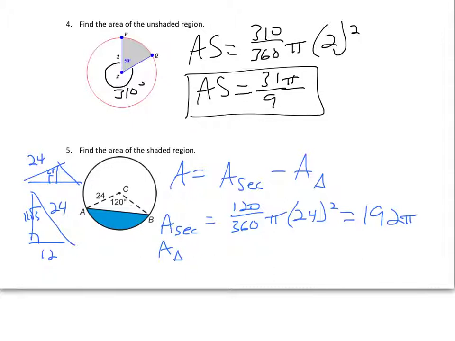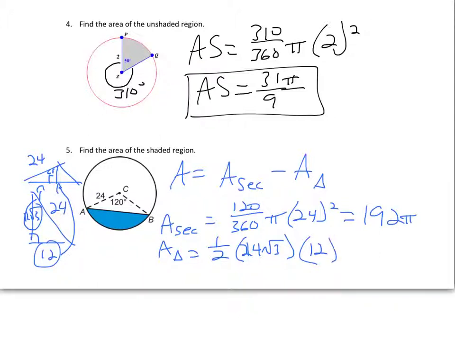Okay, so now we have the height is 12. The height of our triangle is 12 because this is the same as that. And the base of our triangle is going to be 12 root 3 times 2 because that's halfway across. So the area of the triangle is 1/2 times base, which is 24 root 3, times height, which is 12. Okay, so we can multiply that out, and we're going to get 144 root 3.